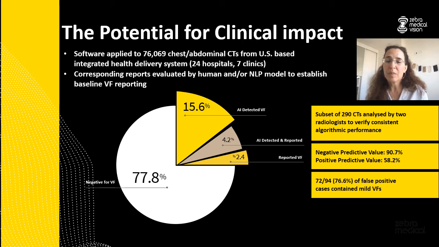The visual sub-analysis of the CTs verified the algorithmic performance and revealed the high NPV and moderate PPV, which you can see here in the slide denoted in yellow. However, review of the false positives showed a large majority to contain mild vertebral compression fractures, which were classified as negative for this study, still conferring clinical value, and this is also denoted here in yellow.